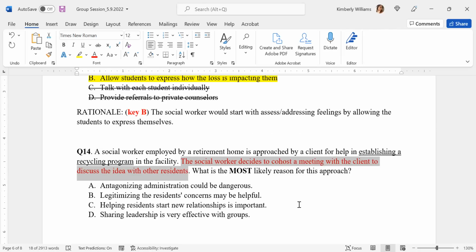Why are you doing that? Like, why are you taking this approach? What is the most likely reason? What makes the most sense for you to take this approach in trying to establish a recycling program at these people's facilities?